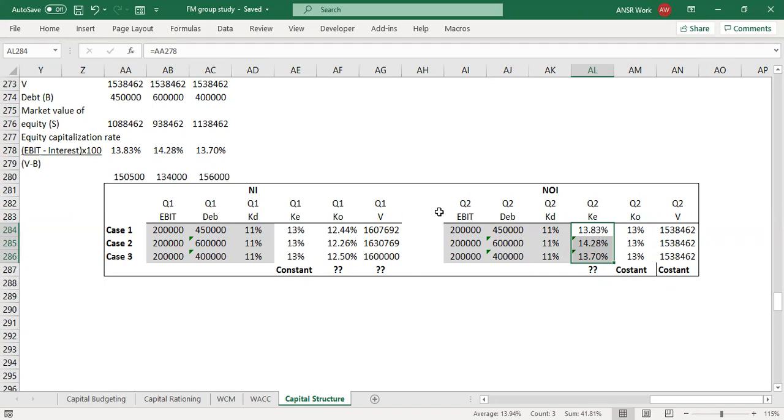Exactly in a similar way, net operating income approach. There are actually two other approaches. I'll take that up as and when we move forward. Let me just stop here and ask you if you're having any doubts about this.